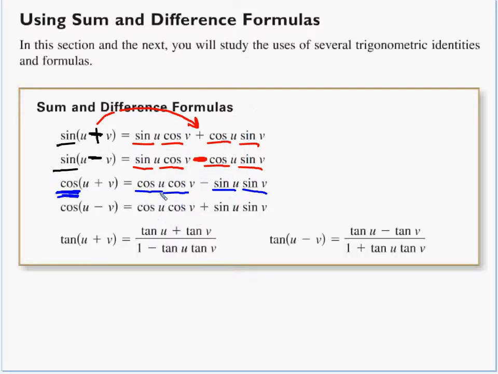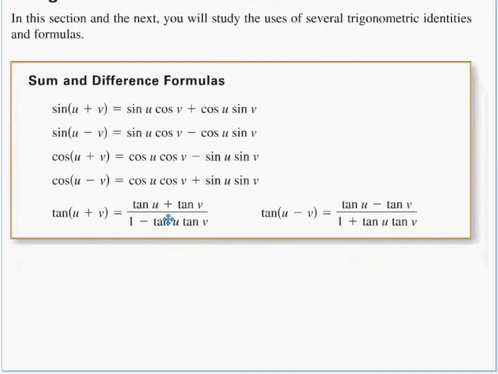So again, cosine's pattern is cos cos sine sine, and here the sign will change. When we're doing the cosine of a sum, our formula has a minus in it, a difference. When we do cos of a difference, it's cos cos plus sine sine. Again, we're subtracting here for the cos of a sum. The sign switches when we jump into the formula.